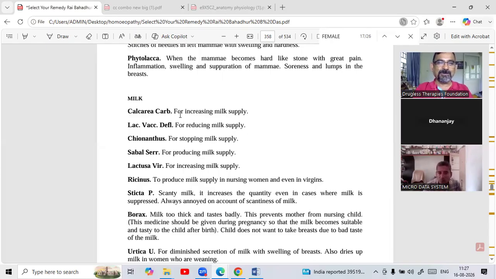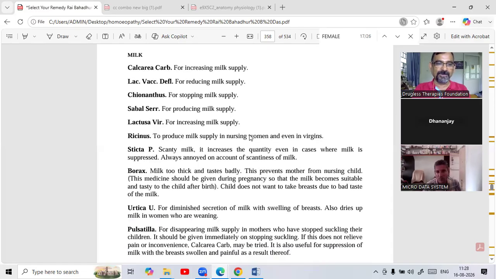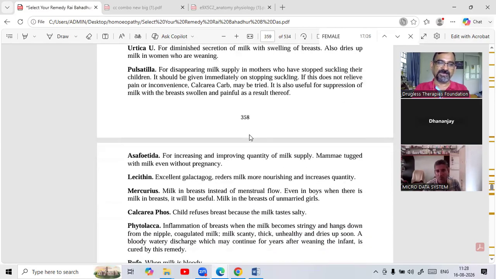For increasing the milk supply, calcarea carb they have written here. I say that there is another remedy for increasing milk, that is calcarea phos 6x. If you think that milk is not sufficient in the female after the delivery, you can use calcarea phos 6x. And to stop the milk after the baby stops, after a year or 1 2 years, as per their own convenience, you can give lac caninum for stopping the milk production.